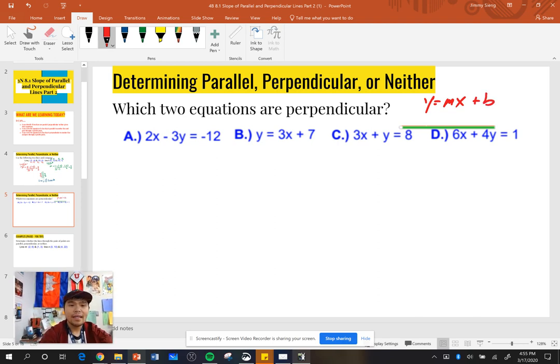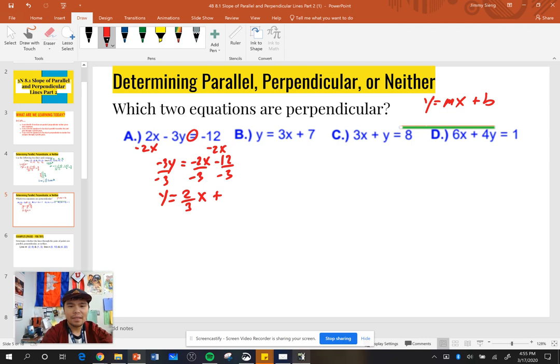So looking at A, I get y by itself. Let's just subtract 2x from both sides. So I got -3y equals -2x minus 12. Remember, I have to divide. Now you get y is equal to, negative divided by negative is a positive, 2 over 3x, plus -12 divided by -3 is positive as well, plus 4. So I can see my slope is equal to 2 over 3.